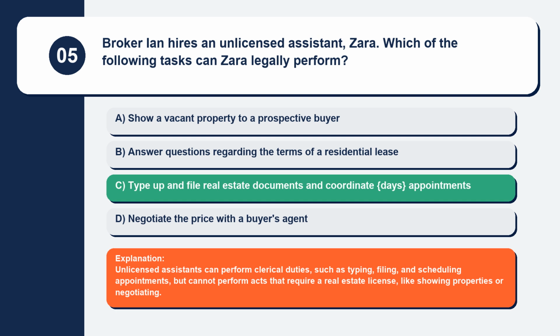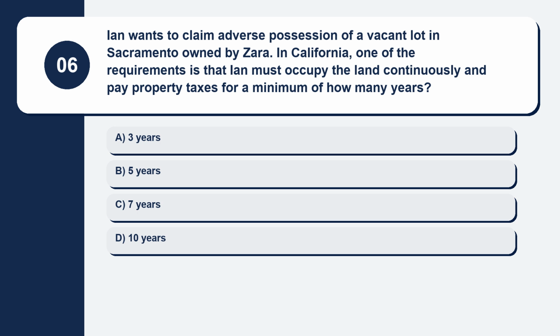Explanation. Unlicensed assistants can perform clerical duties, such as typing, filing, and scheduling appointments, but cannot perform acts that require a real estate license, like showing properties or negotiating. Question 6. Ian wants to claim adverse possession of a vacant lot in Sacramento owned by Zara. In California, one of the requirements is that Ian must occupy the land continuously and pay property taxes for a minimum of how many years?